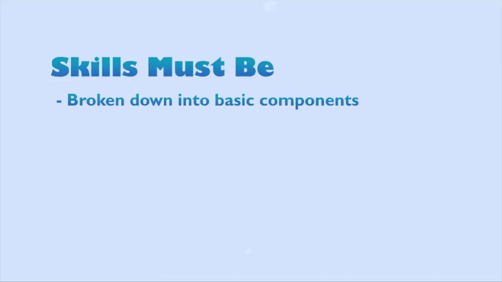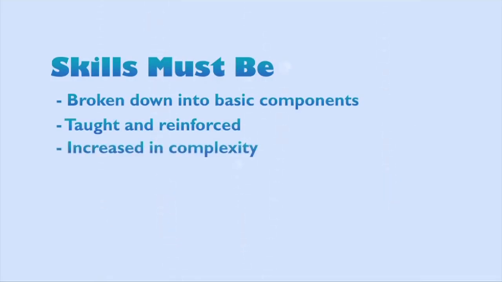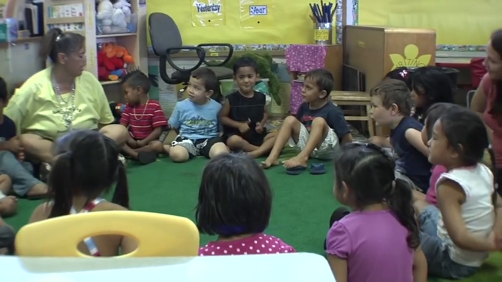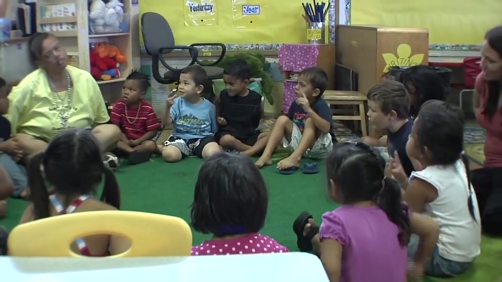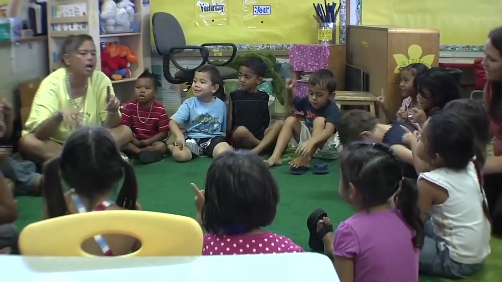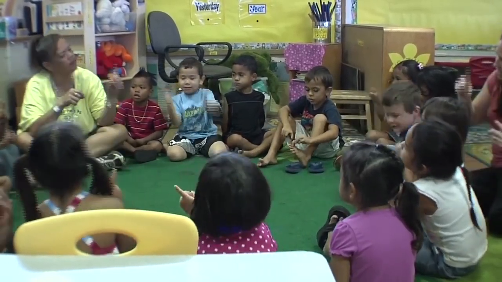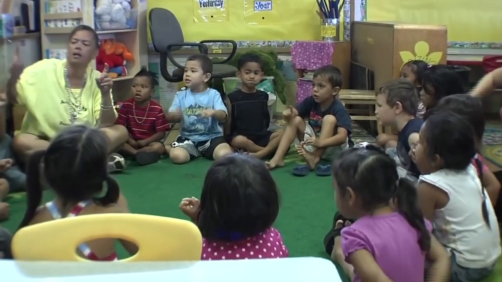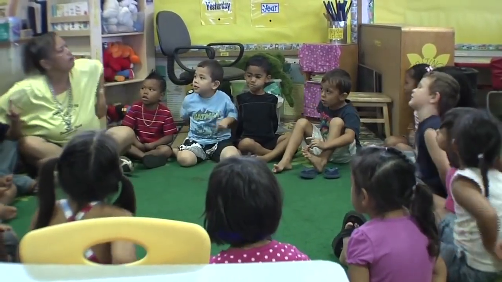The instruction of an imitation repertoire requires that skills are broken down into their most basic components, then taught and reinforced. Then the skills can be expanded by increasing the responses with more difficulty and complexity. The end goal is to generalize imitation skills so students are able to copy the behaviors of others, especially peers, and continue to imitate behaviors in the absence of direct instruction and continuous reinforcement.